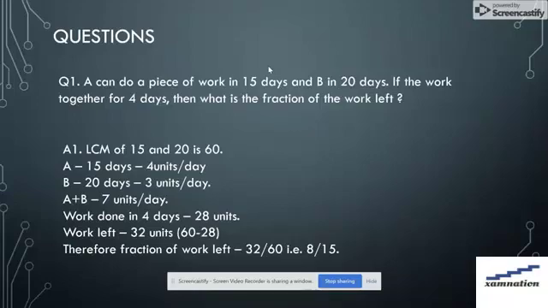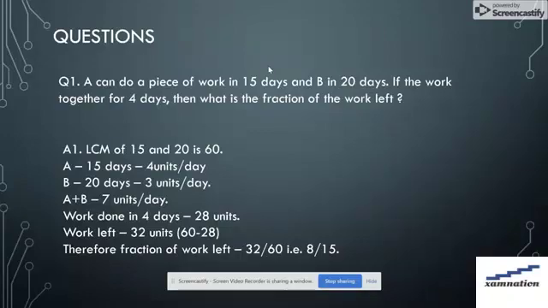So for A, if he takes 15 days, his per unit output will come down to 4 units, and for B, per unit output will come to 3 units. So together they finish 7 units in one day. So now the question is asking us if they're working for 4 days. So their total output in 4 days will be 7 into 4, which will come to 28 units.